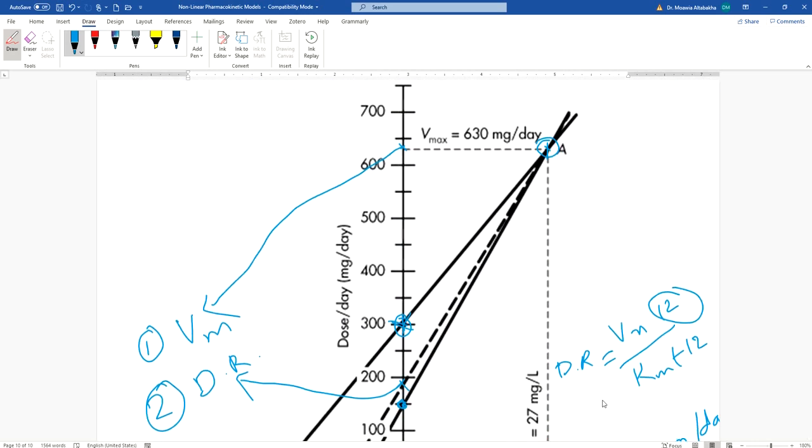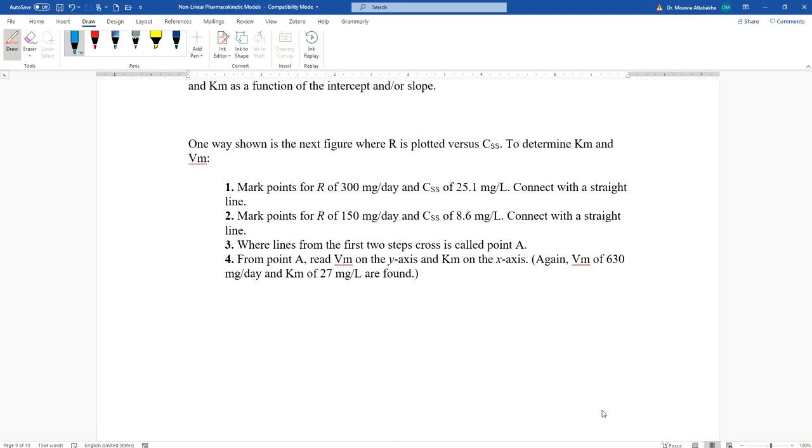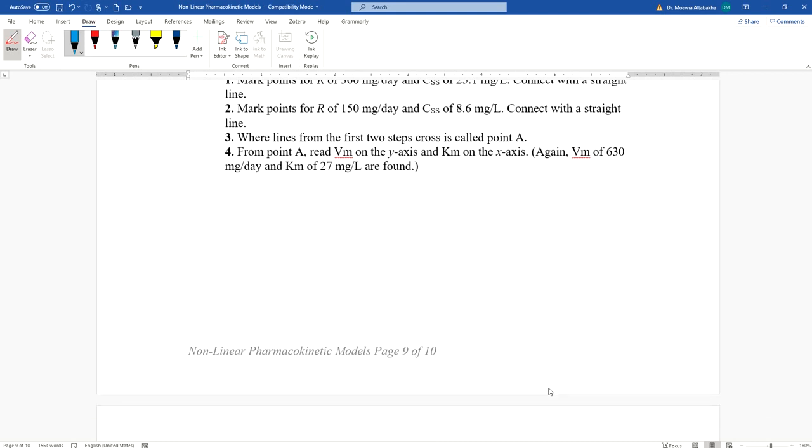This is nonlinear pharmacokinetics simplified to make it easy for you. It doesn't include everything related to nonlinear pharmacokinetics. As I said, nonlinearity can result from so many things. We just looked at one case, the one related to saturable metabolism.